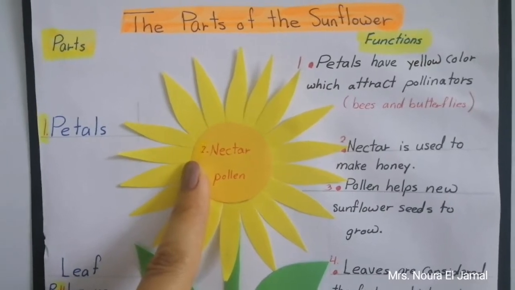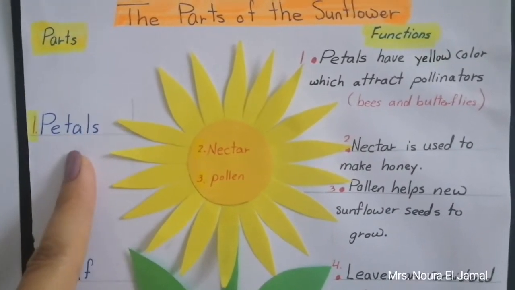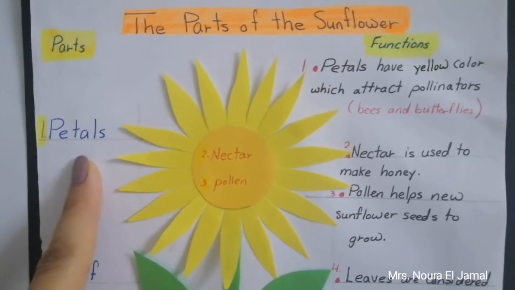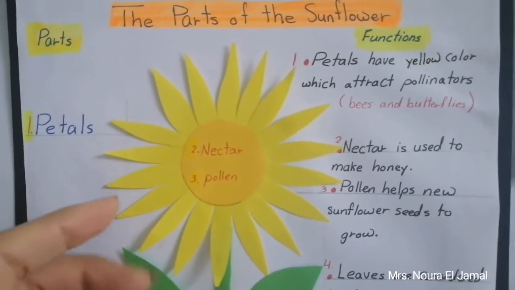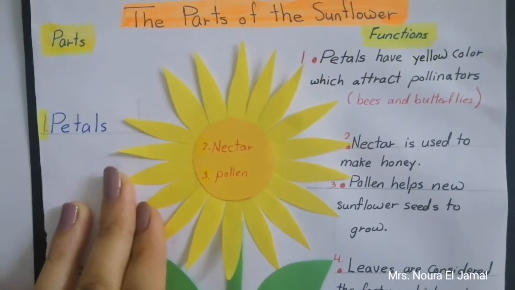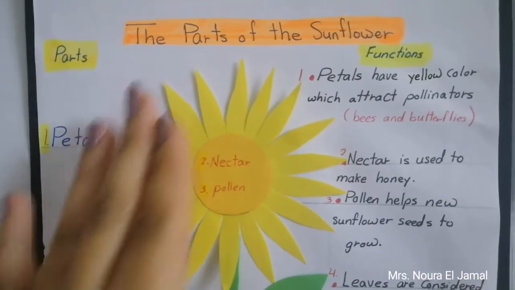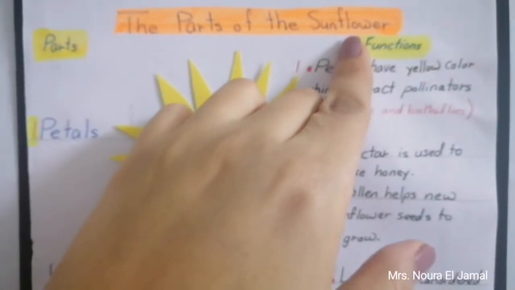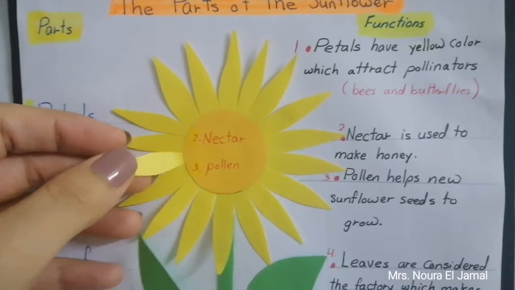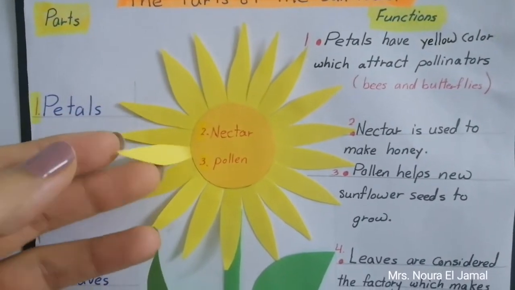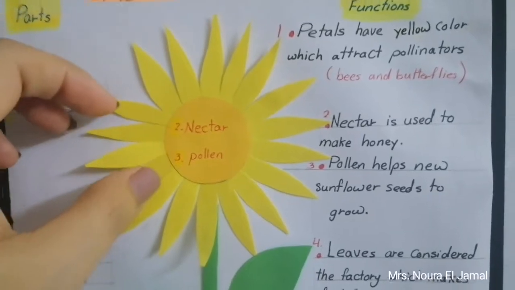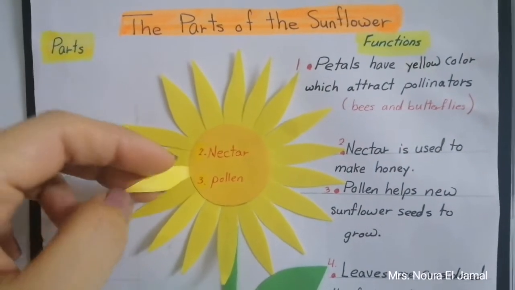Okay, then let's go to petals. What is the meaning of petals? Petals have a yellow color here. Petals are colorful according to the plant. But now we are talking about the sunflower, and the petals of the sunflower are yellow. This is the petal. These are petals. The yellow ones.